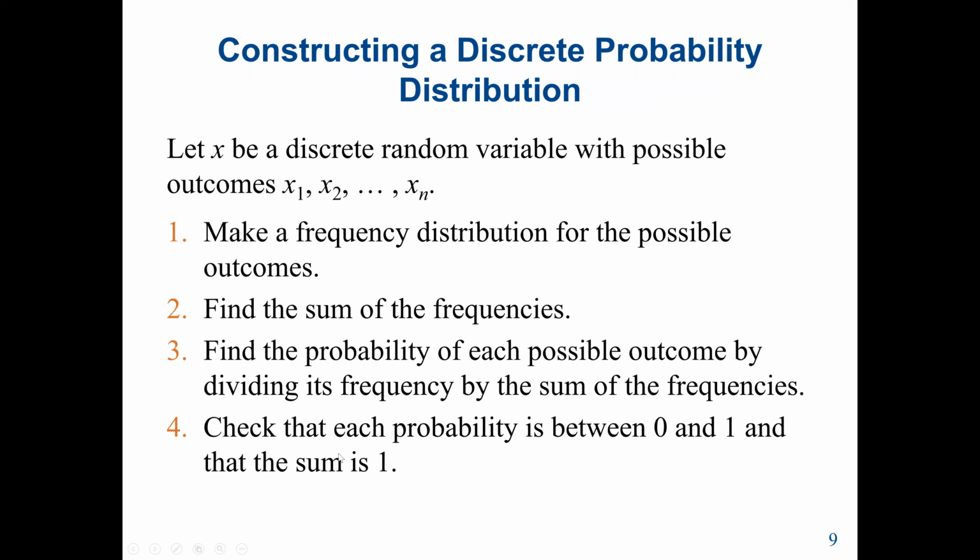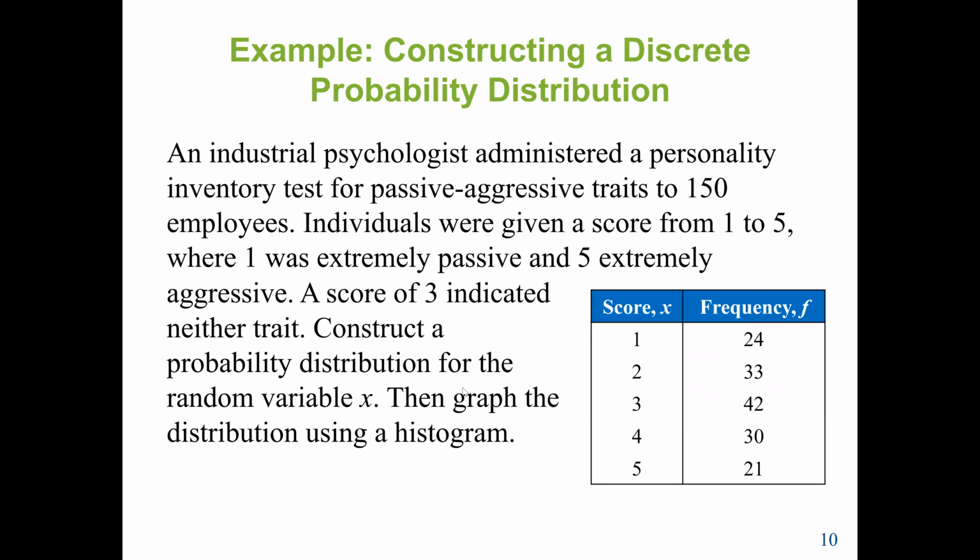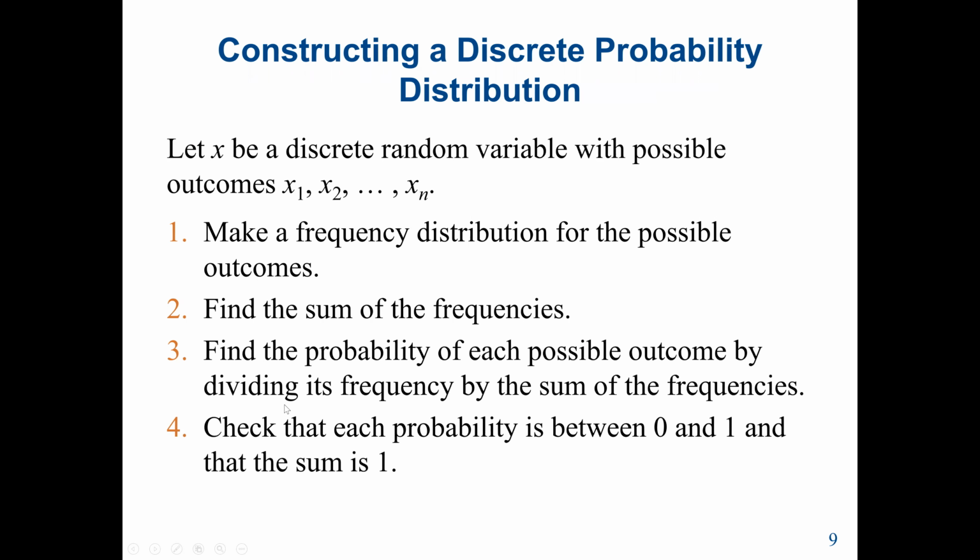And next, we check that each probability is between 0 and 1, and also the sum of all the probability outcomes should be 1. So let's see an example, and we are going to follow the 4 steps. Again, the 4 steps we have here.